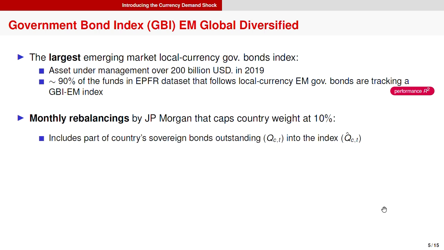So we have Q_t, which is the actual sovereign bonds outstanding, and we have Q_t hat, which is how much JP Morgan chooses to include in the index. Again, Q_t is actual data, and Q_t hat is what JP Morgan chooses to include in the index. The larger the country, the larger the sovereign bond market Q_t, the larger the Q_t hat JP Morgan will include in the index, but this is something they choose mechanically. And so is the weight of a country. Brazil, in my index, is a much bigger country and has a much bigger weight than, let's say, Peru or Argentina.